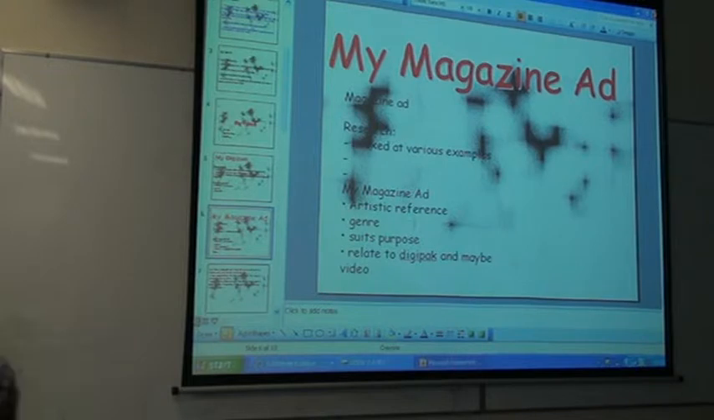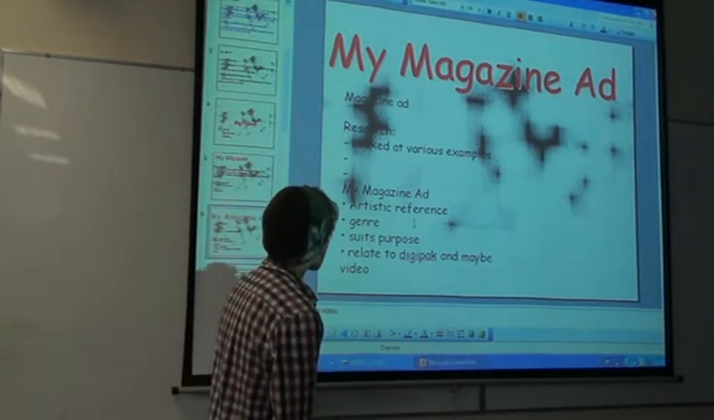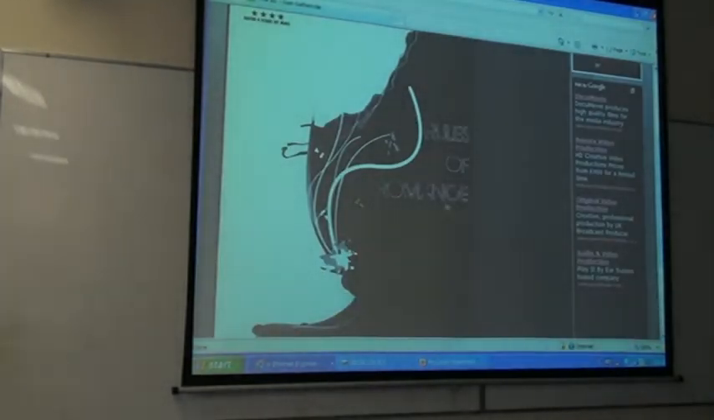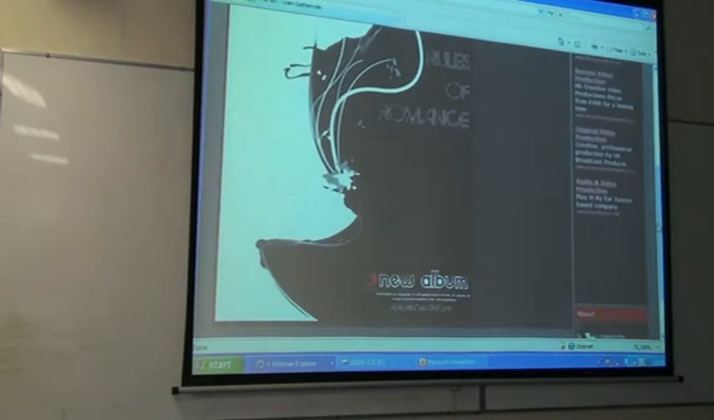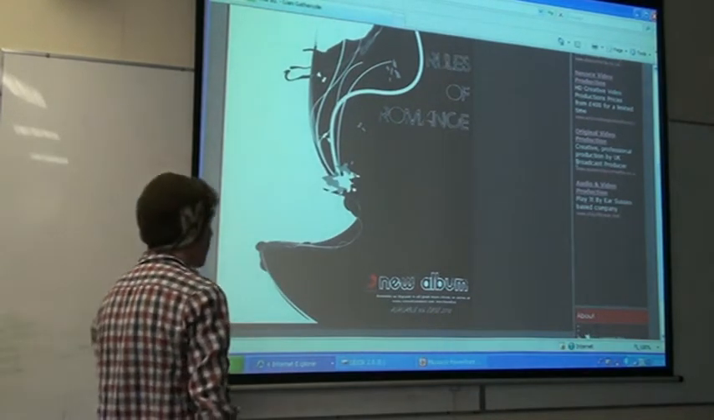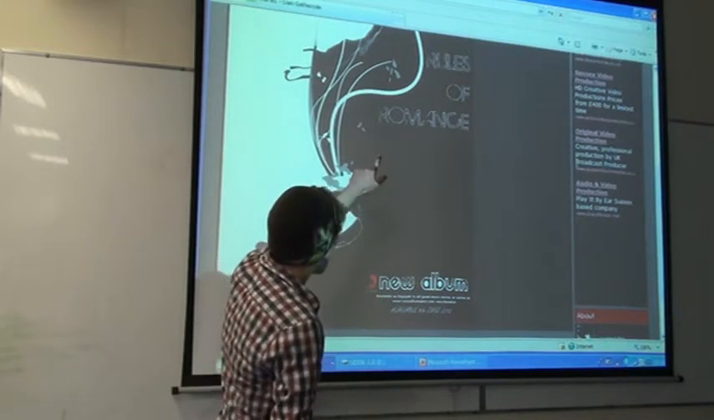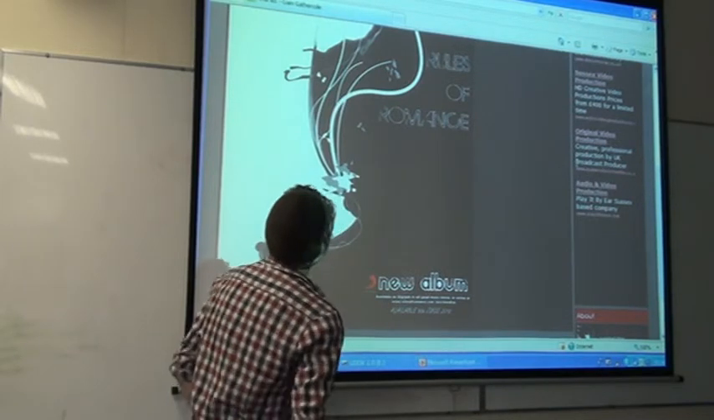Last of all, my magazine ad. For my research, I looked at various examples, and this is my magazine advert. It's here. I used the Sony Music logo. I used a lot of typography for the band's name and the new album and when it's available.